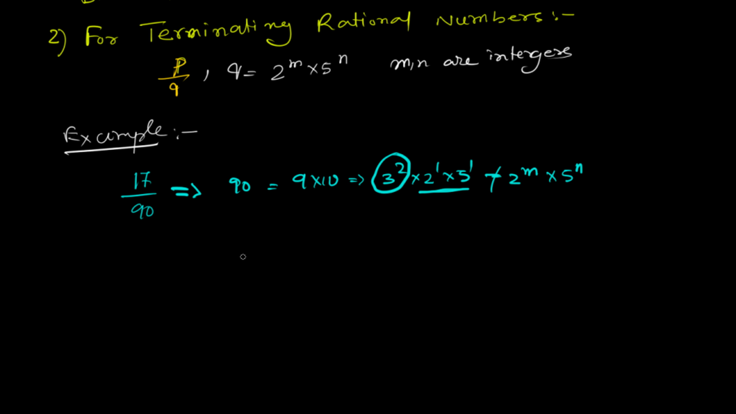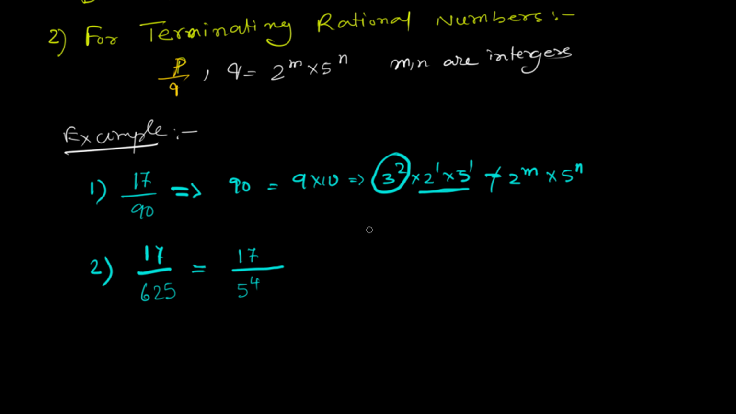We have one other type of question from this observation: without actual division, convert it into decimal form. This time they have given terminating numbers. Say we have 17 by 625. First we convert the denominator into the standard form, that is 2 to the power m into 5 to the power n. So obviously it's going to be 5 to the power 4.